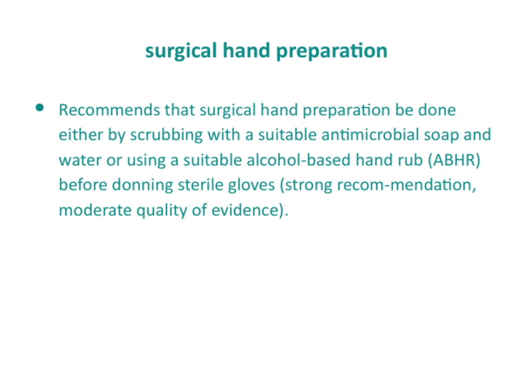When it comes to surgical hand preparation, the key point is that it should be done thoroughly to minimize infection risk. The recommendation is to either scrub with a suitable antimicrobial soap and water or use an alcohol-based hand rub, often called ABHR, before putting on sterile gloves. This step is crucial because it helps reduce the microbial load on our hands, which is essential for maintaining a sterile environment during surgery. The evidence supporting this practice is of moderate quality, but it's considered a strong recommendation because of its importance in infection prevention.